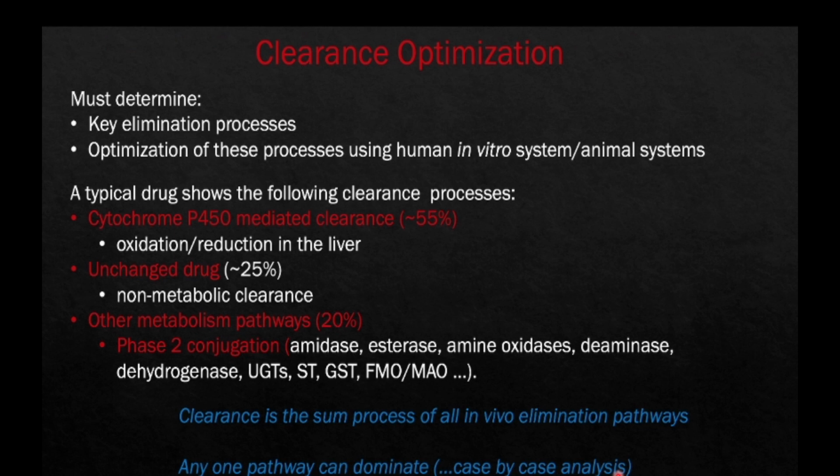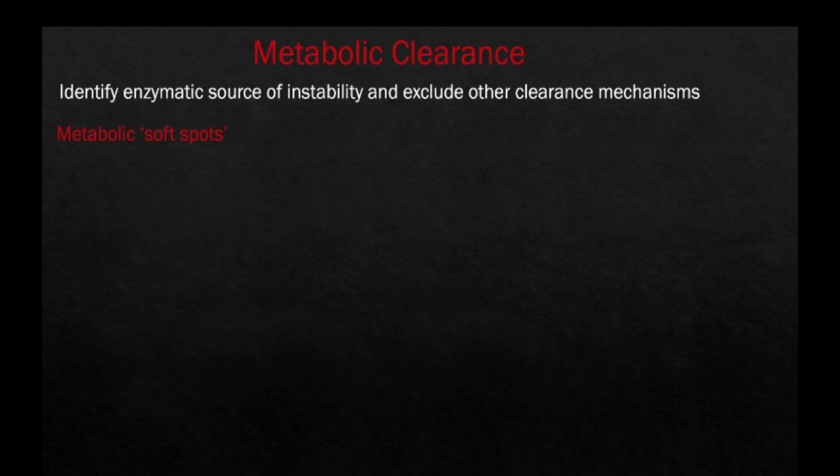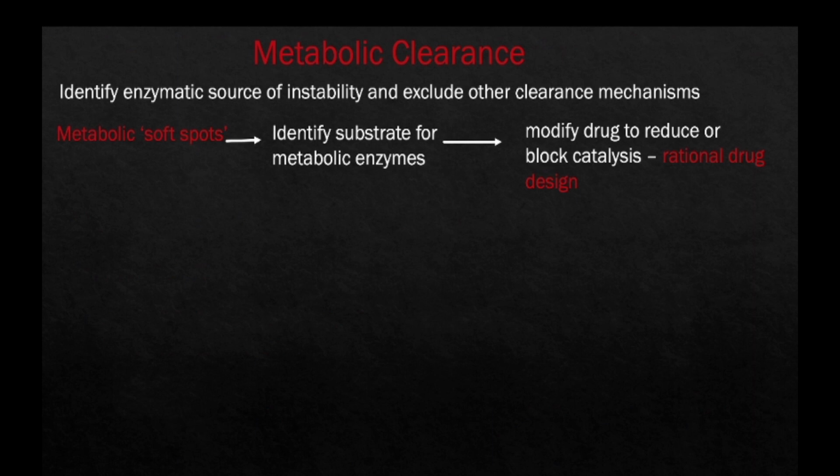Clearance is the sum of all in vivo elimination pathways, and any one pathway can dominate, so it is a case-by-case analysis. Metabolic clearance: we can identify the enzymatic source of instability and exclude other clearance mechanisms, so we can find metabolic soft spots. We can identify the substrate for the metabolic enzymes and then modify the drug to reduce or block catalysis. And this is rational drug design.